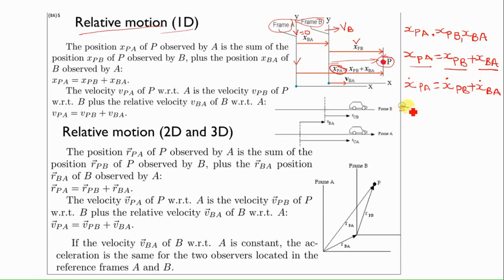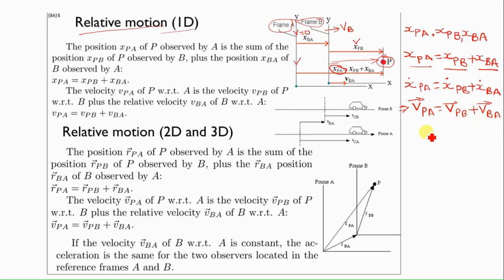Right. Now this term can be written as v_PA equals v_PB plus v_BA. That means the velocity vector of P with respect to A equals the velocity vector of P with respect to B plus the velocity vector of B with respect to A.